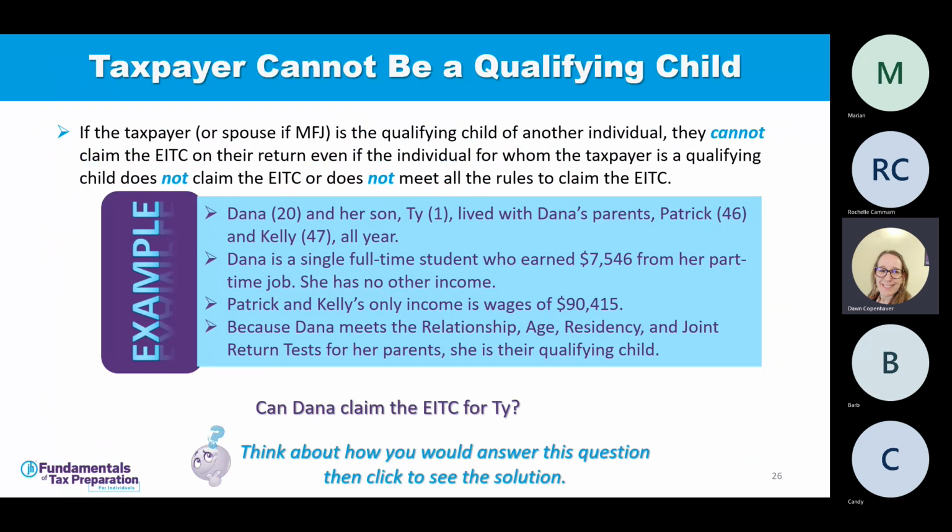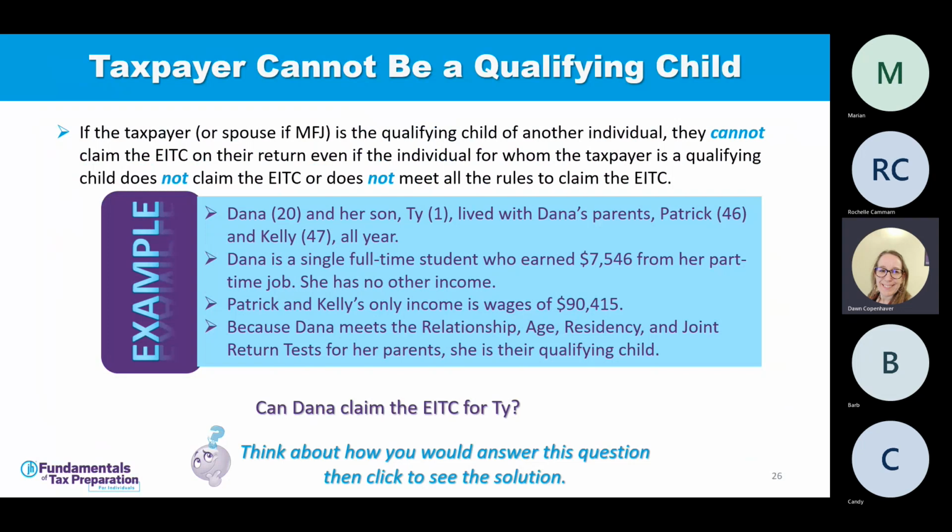A taxpayer cannot be a qualifying child. So this situation comes into play. Well, here, I'll just read this example to you because it's a perfect example. Dana, 20, and her son Ty, aged 1, live with Dana's parents, Patrick and Kelly, all year. Dana is a single full-time student who earned $7,546 from her part-time job. She has no other income. Patrick and Kelly's only income is wages of $90,415.